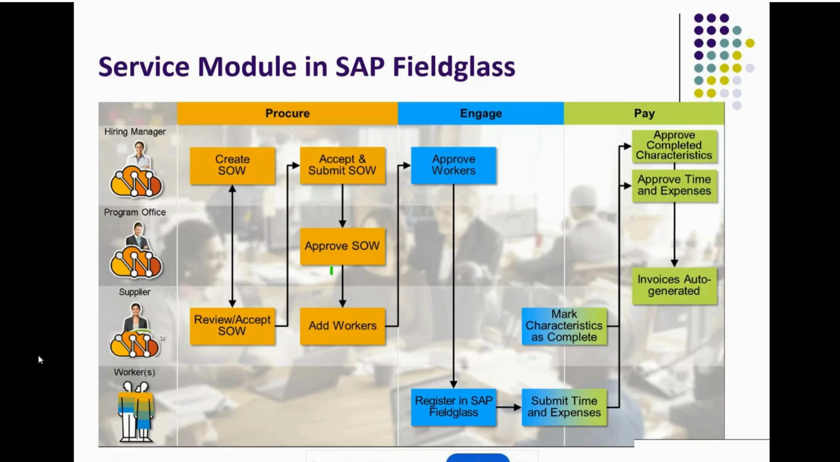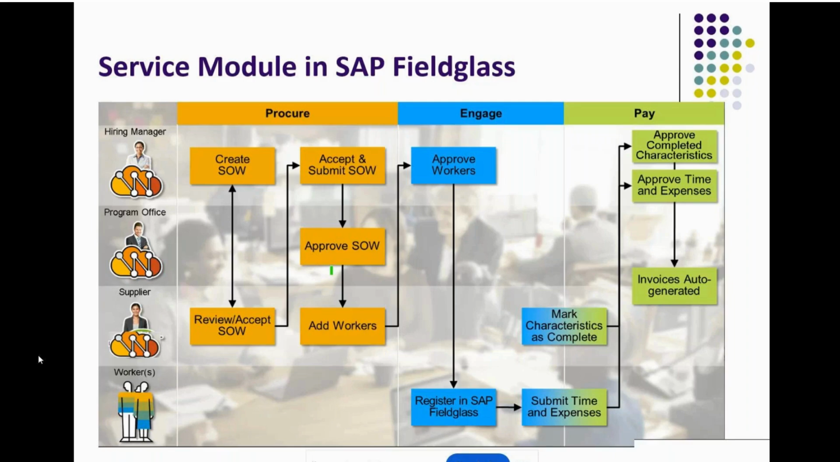Okay, once the supplier adds the worker, the hiring manager or buyer side reviews those candidates submitted by the supplier. They can have multiple things to do. They can have an interview, they can compare two or three employees submitted, and they can finalize which employee would be most suitable for this SOW project. Once they are approved and hired, then the worker comes into the picture.